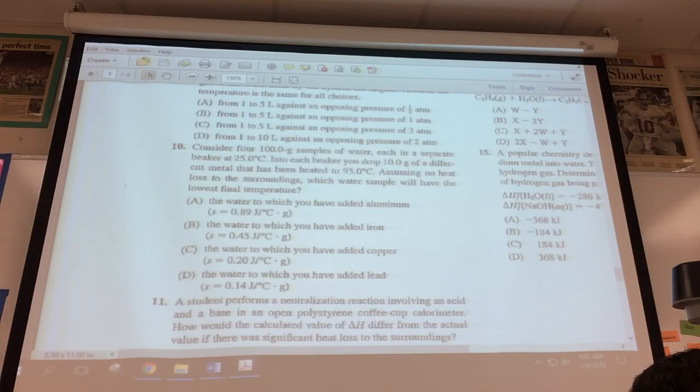It says, consider four 100 gram samples of water, each in a separate beaker at 25 degrees Celsius. Into each beaker, you drop 10 grams of a different metal that has been heated to 95 degrees Celsius. Assuming no heat loss to the surroundings, which water sample will have the lowest final temperature.